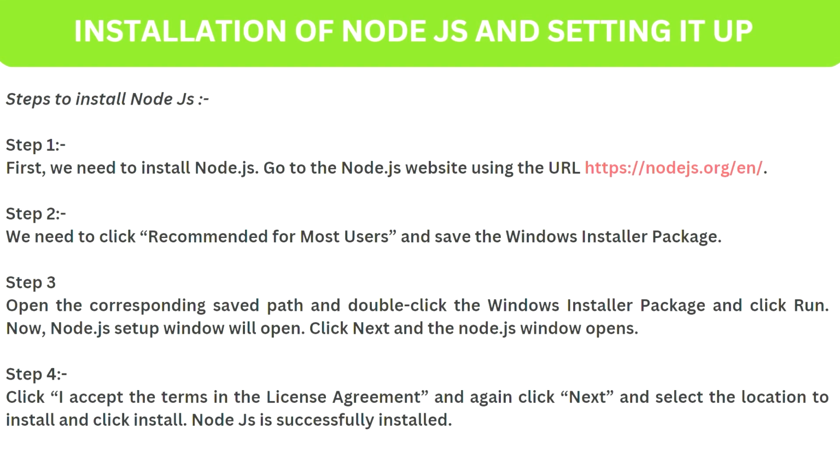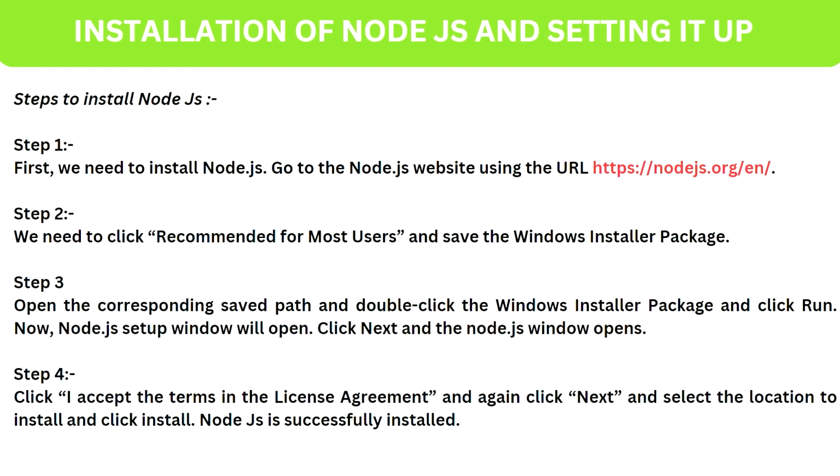Installation of Node.js and setting it up. Steps to install Node.js. Step 1. First, we need to install Node.js. Go to Node.js website using the URL. Step 2. We need to click Recommended for most users and save Windows installer package. Step 3. Open the corresponding saved path and double-click the Windows installer package and click Run.